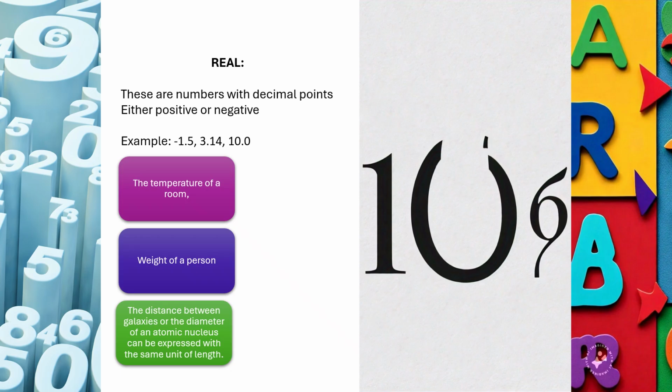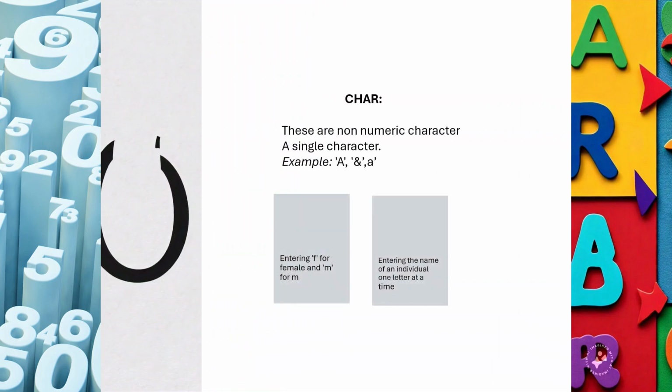Now we move on to the textual data type. The first one being char. These are non-numeric characters and a single character. For example, capital A, small a. These are all under the category of char. Entering F for female and M for male. These are examples. F and M are those variables that can be taken of the data type char because we are assigning a single character to it.